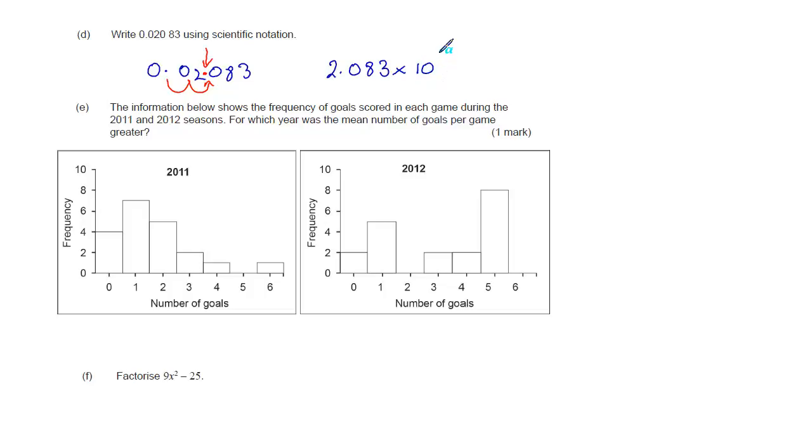times 10, and we need to decide on the power here. So it moved 2 decimal places. So we could either have 2 or negative 2. Which one should it be? The original number is a number less than 1. That tells us that this should have been negative 2.